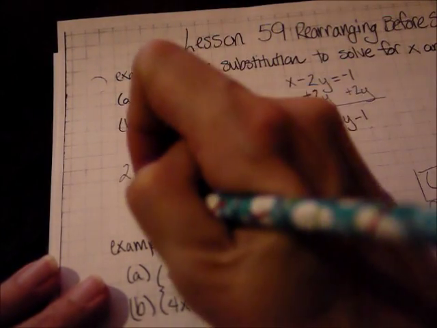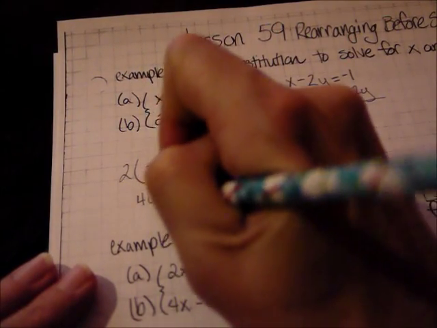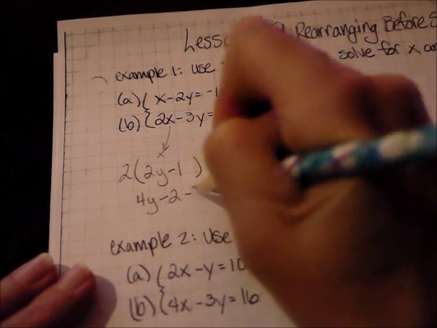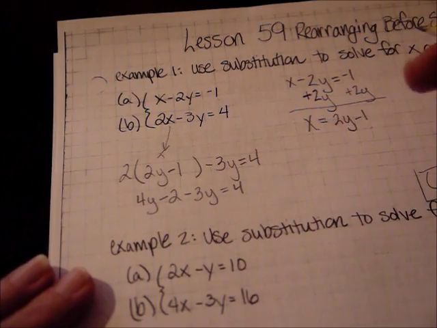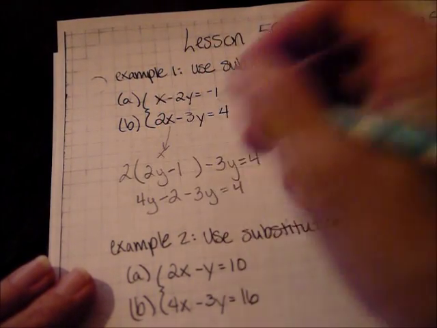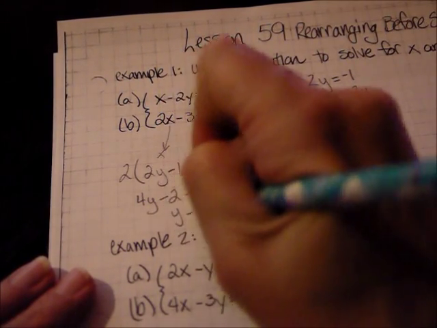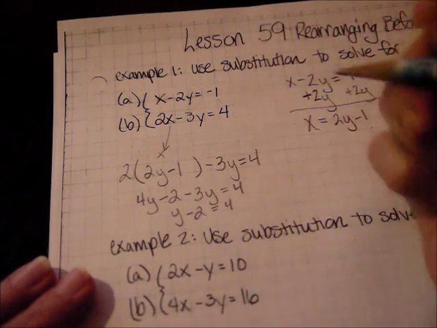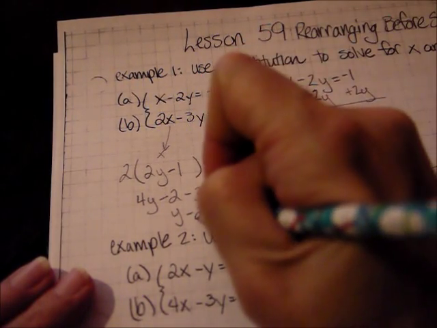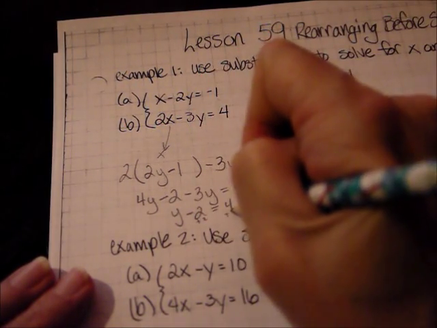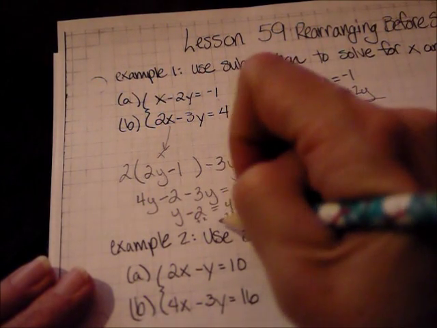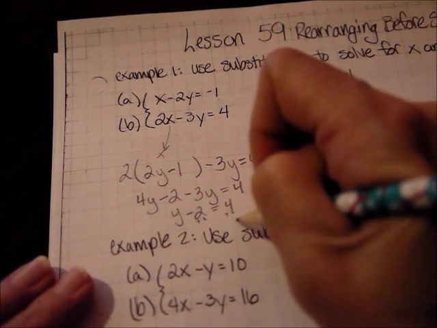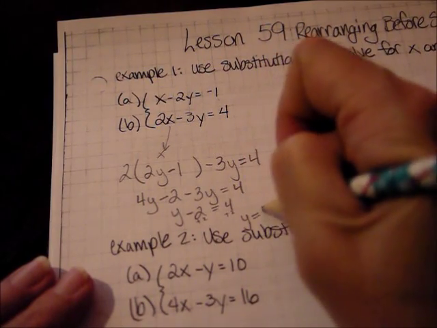Now we're going to go ahead and distribute that too, so we get 4y minus 2 minus 3y equals 4. Okay? Combine like terms, so 4y and minus 3y, so we get y minus 2 equals 4. And we got to add 2 to both sides. I'm going to do it really small because I'm running out of room. You can't even see that on camera, I can tell. So that gives me, I'm going to move it over here, y equals 6.